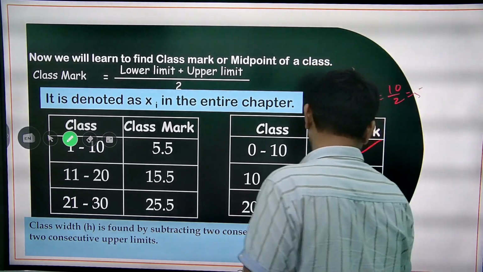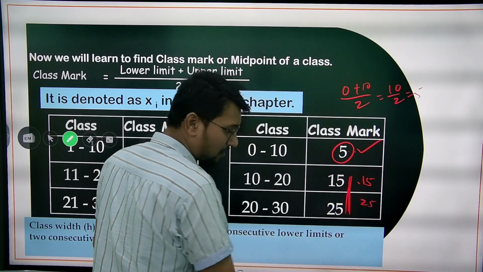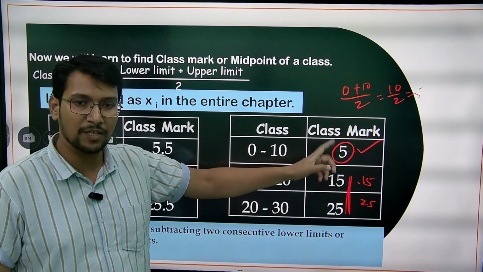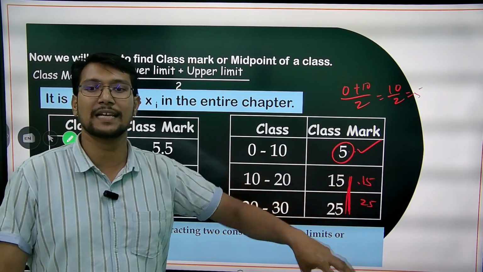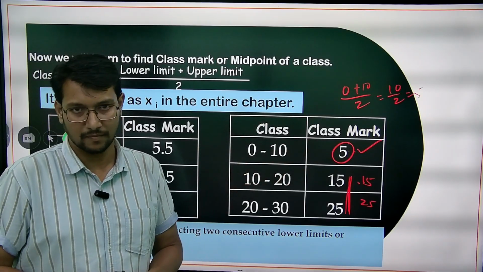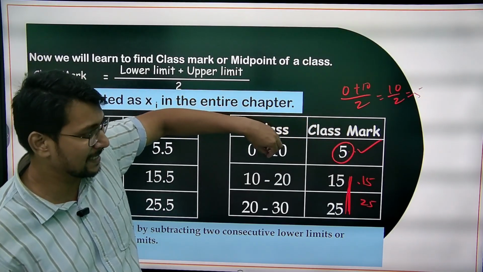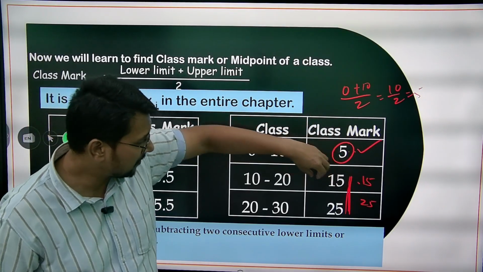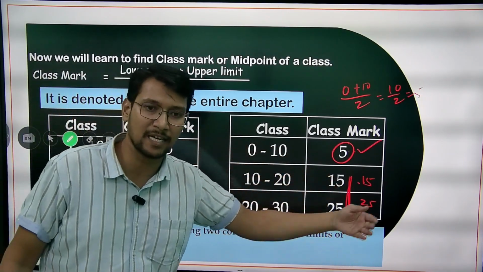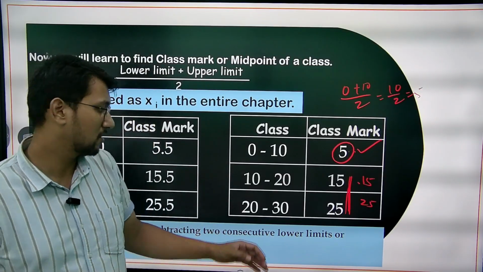Check it: 5 plus 10 is? 15. 15 plus 10 is 25, or not? So if you know the class size and the class mark of the first class, then you can find the next class's class mark by adding the class size to the previous class mark. 5 plus class size 10 is 15. 15 plus 10 is 25. 25 plus 10 is 35 for the next class, and so on. Clear?